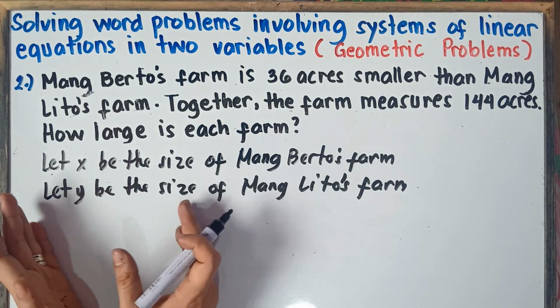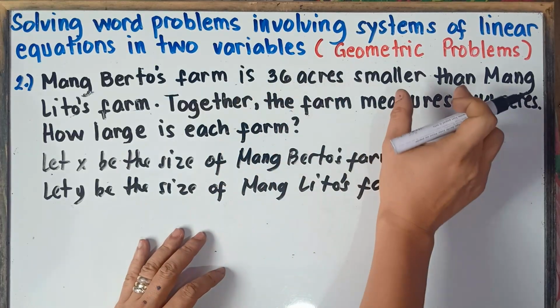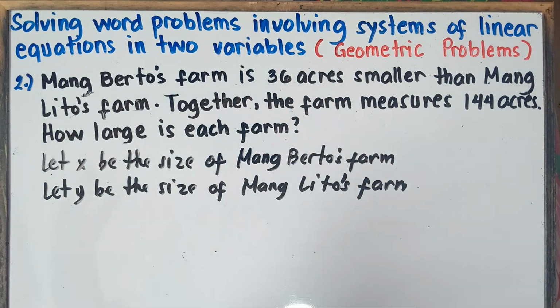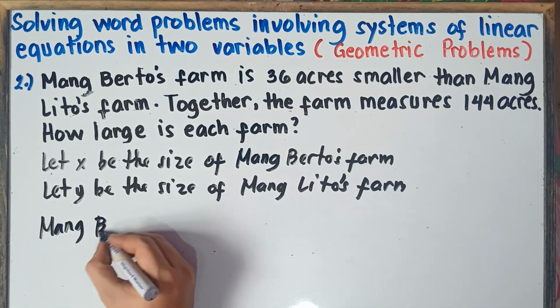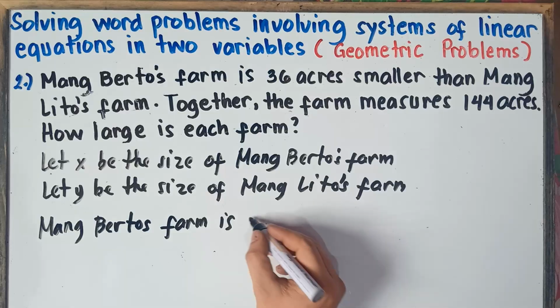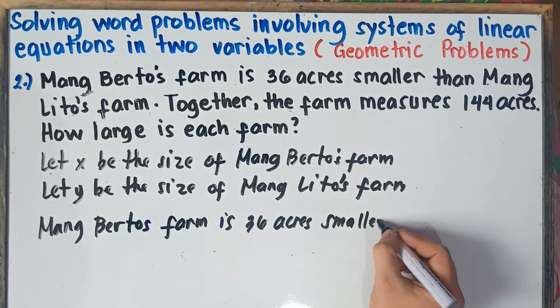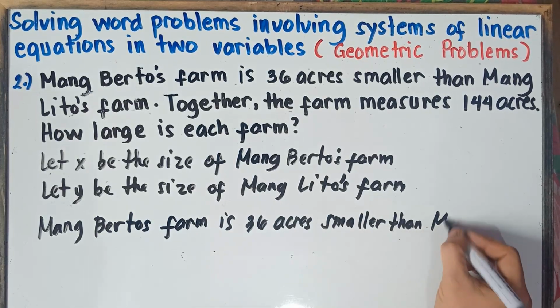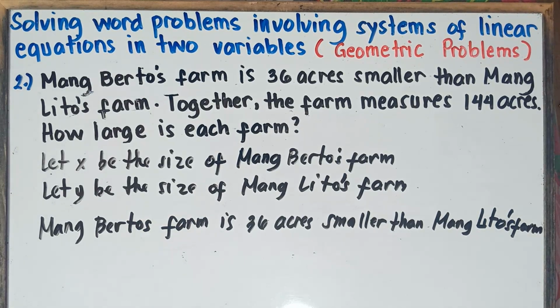Now, the first statement says that Mang Berto's farm is 36 acres smaller than Mang Lito's farm. How will you write that in a mathematical equation, class? Let me write that: Mang Berto's farm is 36 acres smaller than Mang Lito's farm.